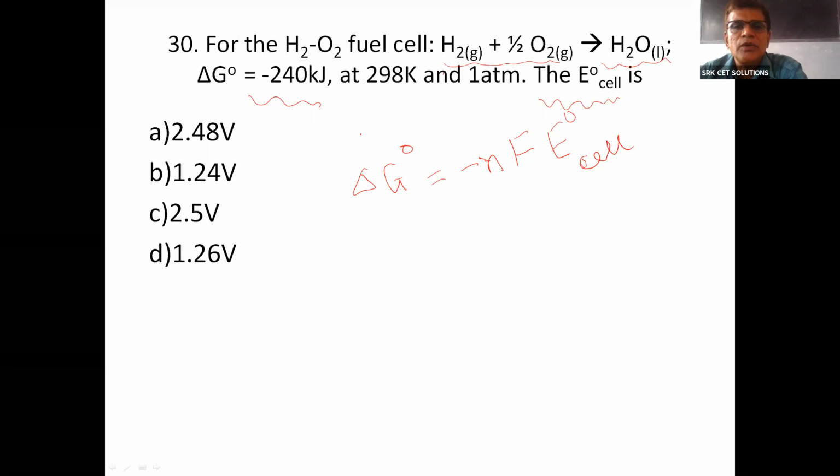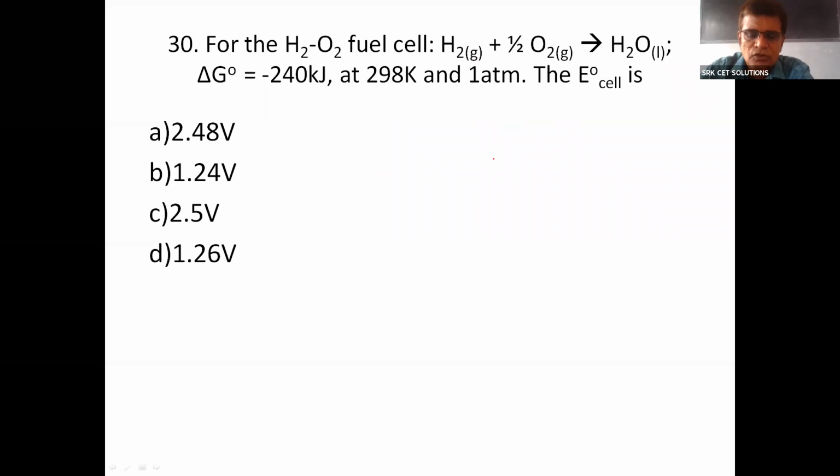So here what we know is this 96,500 coulomb. What you have to find is the number of moles of electrons involved in the redox process. You have to find this N. So let us see the answer.